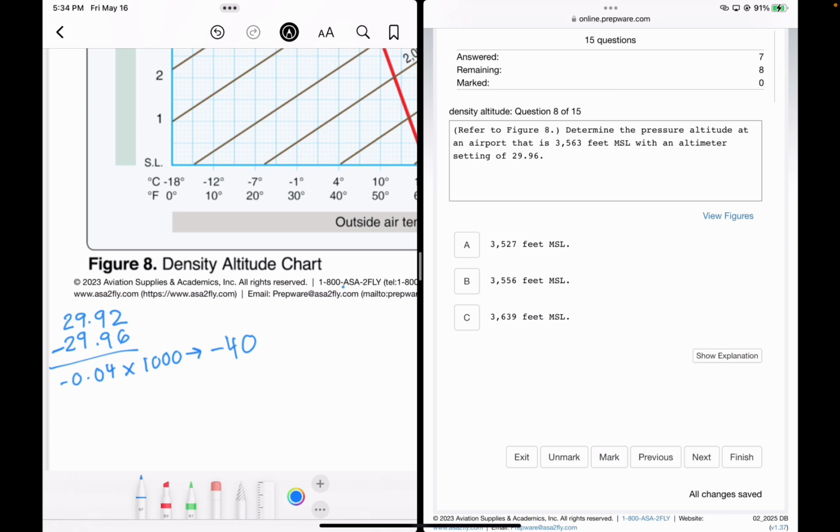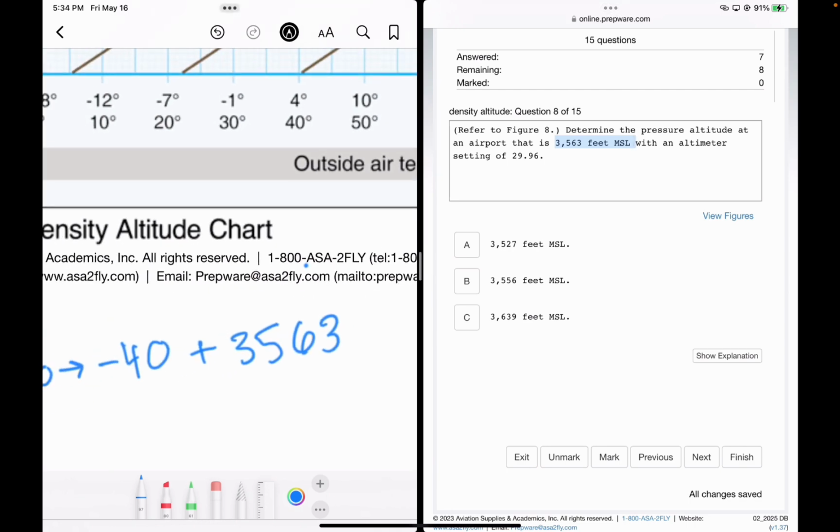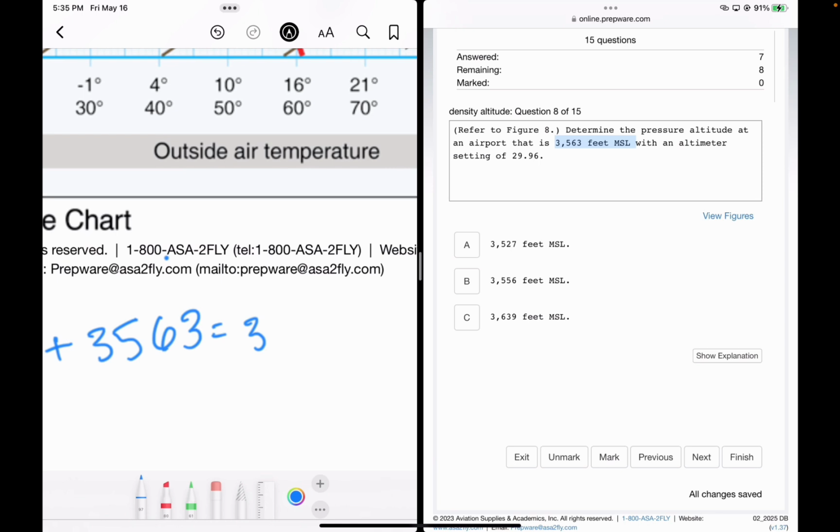So you do negative 40 plus 3,563 feet. Where did I get that number? It's right here, guys. The question gives you all the numbers. What do you get? What's the answer, everybody? 3,563 minus 40 equals 3,523. Okay?